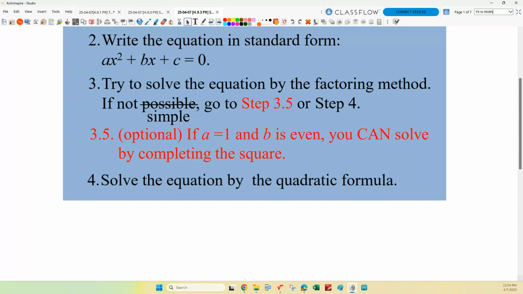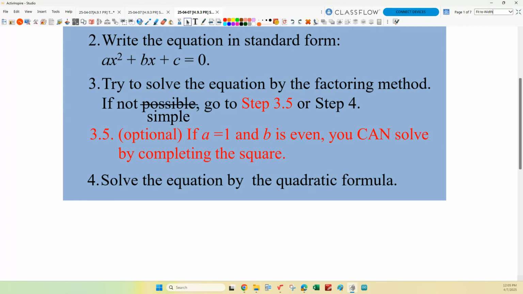If it's not simple, then we skip factoring and we move on down the list. Okay, if in our quadratic equation in standard form a is equal to 1, so the coefficient of x squared is 1, and b is even, you have the option of solving by completing the square. I know completing the square is a real pain, and it's not easy when b is not even, right? Because when you take half of b to find your double magic numbers, if b is not even, you get fractions, and no one wants that. So if a is 1 and b is even, you have the option of just quickly completing the square, which I think honestly is a really quick and easy way to do it. Up to you. It's optional.